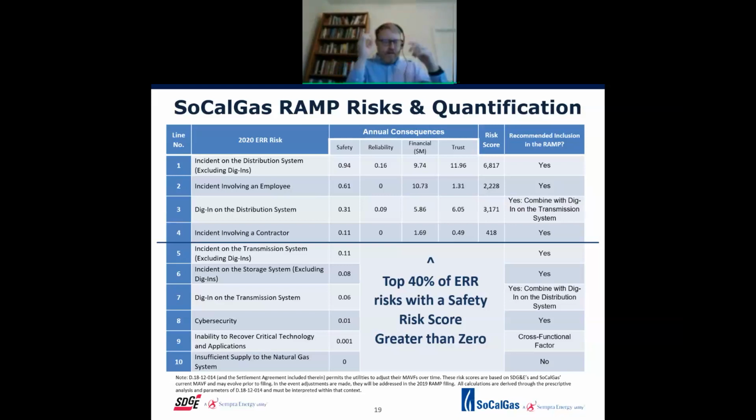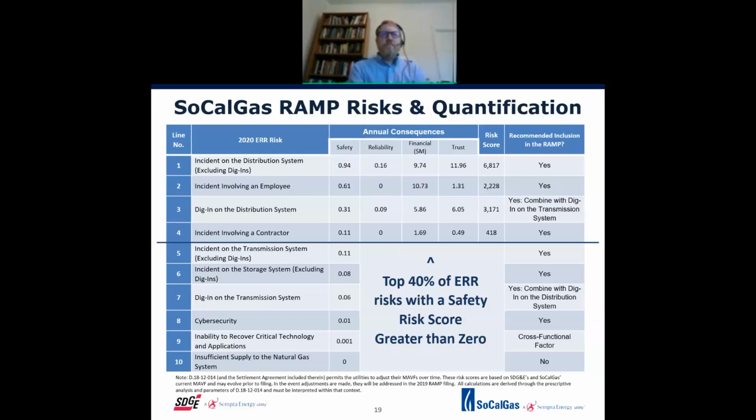Okay, this is kind of the meat of why we're here. Remember that we walked through the enterprise risk register items, and we did an assessment of them, and this is the result. We're going to start with SoCalGas. The way that we did the assessment was we did an annual safety score for each of the risks, for all 14 of them. Then for those that had a non-zero score, we looked at the top 40%. For the top 4 for SoCalGas, we also show the reliability, financial, and trust numbers as well. And then we're giving the full MAVF.